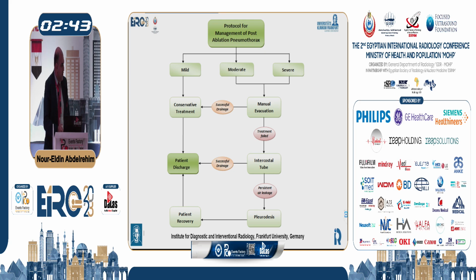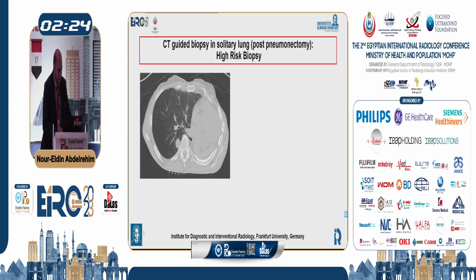Moderate pneumothorax, 2 to 4 centimeters on CT, you can put an 8F pigtail catheter to drain the air manually. If there is a severe pneumothorax, a chest tube is required.